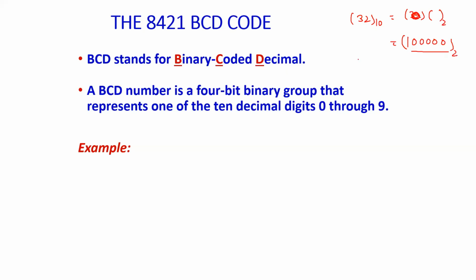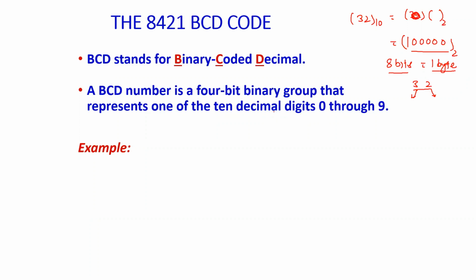But in code, what we are actually doing, we have some limitation on number of bits, because number of bits are always limited. You know that 8 bits is equal to 1 byte and so on. So now we are having some limitation. So instead of writing 32, we are actually writing them individually for 3 and 2. So that's the definition of your BCD, binary coded decimal. So BCD number is a 4-bit binary group that represents one of the 10 decimal digits from 0 to 9.